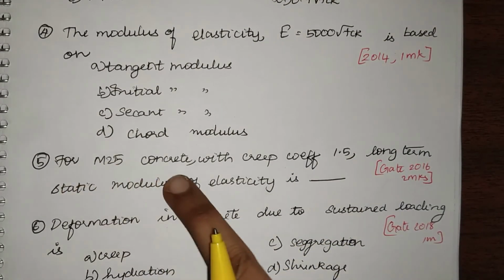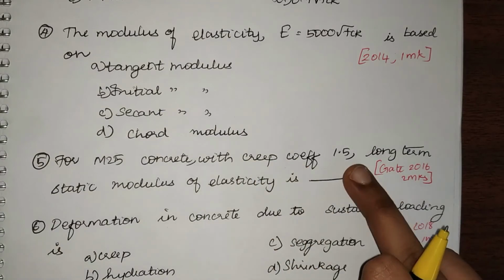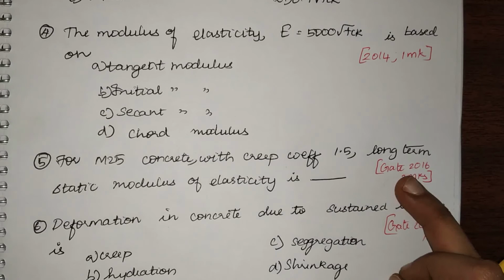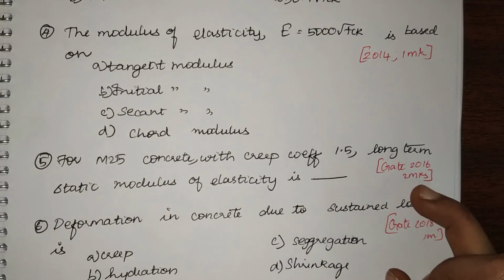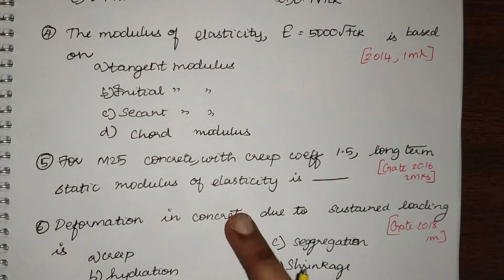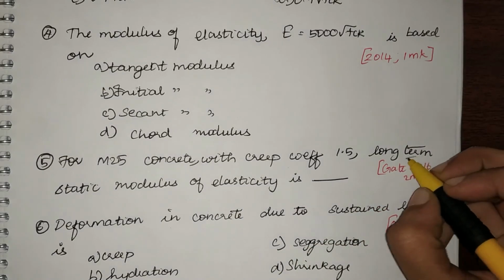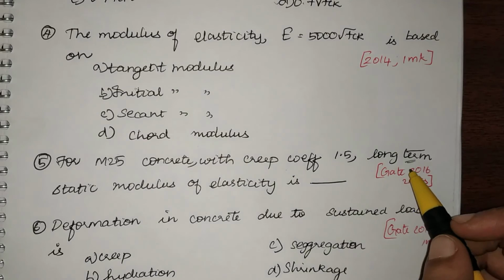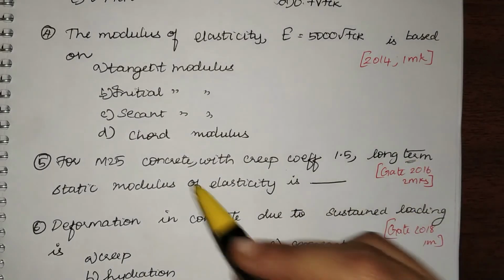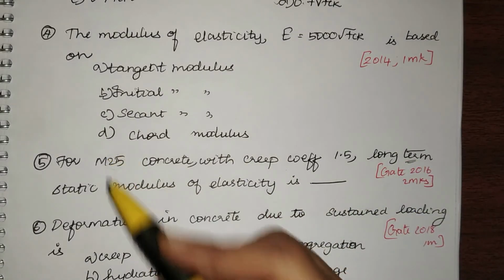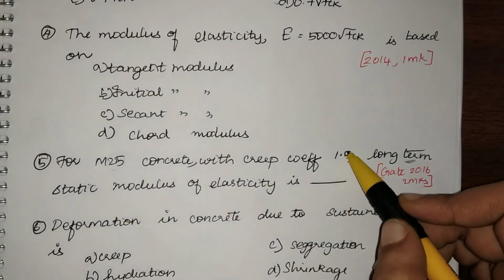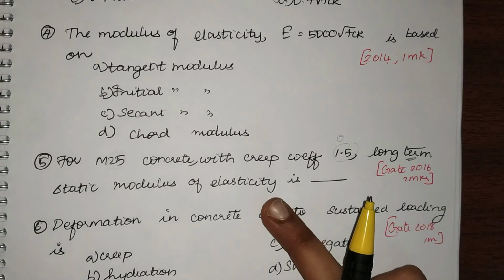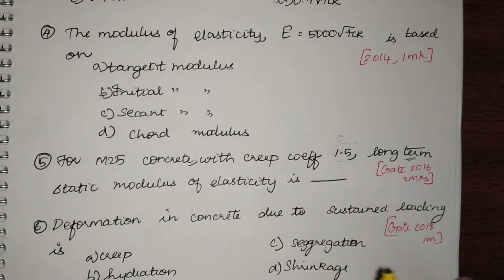Next is for M25 concrete with creep coefficient 1.5, long-term static modulus of elasticity is what? This was asked in GATE 2016 for 2 marks. So they are asking long-term static modulus of elasticity. We have discussed the formula here in this video, and we also have all the sub data that we need. It is M25, therefore my FCK is 25 and my creep coefficient, which is theta, is given. From this we can find the long-term static modulus. I'm sure you guys will be able to crack this.